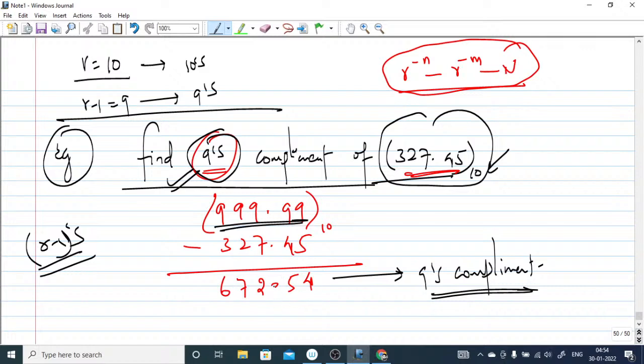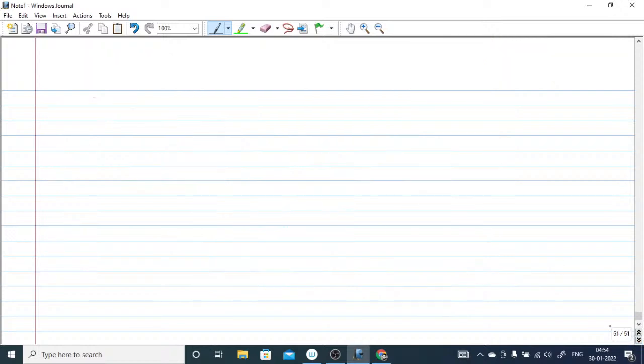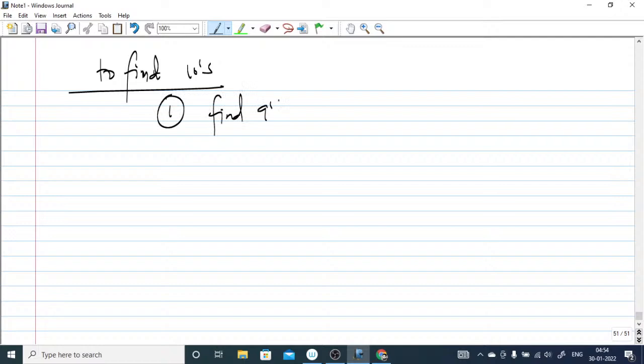And if you want to find the tens complement from the nines complement, what you have to do is first find the nines complement and then add 1, or if it is in decimals, you have to add 0.01, the smallest unit of the last digit.